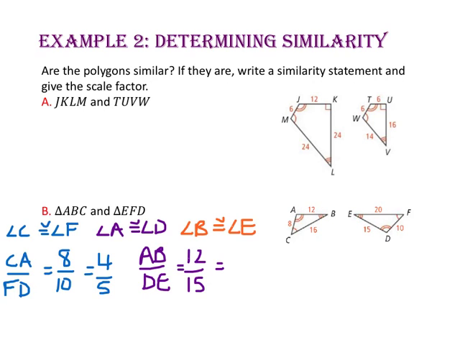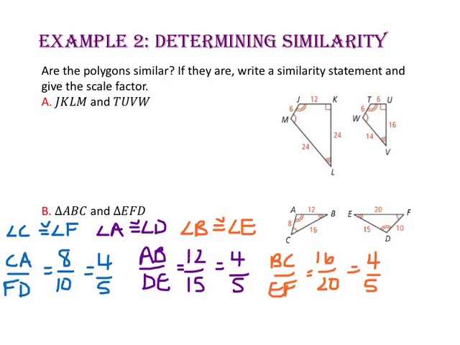When simplified, this ratio is also 4:5. Now let's look at the ratio of the longest sides, side BC and side EF. This will give us a ratio of 16:20. When simplified, this ratio is also 4:5. Since all three pairs of corresponding angles are congruent and all three corresponding side pairs are proportional, we have similar triangles.